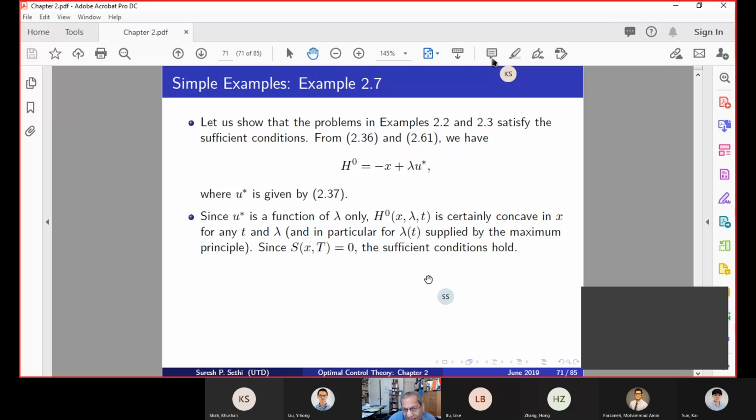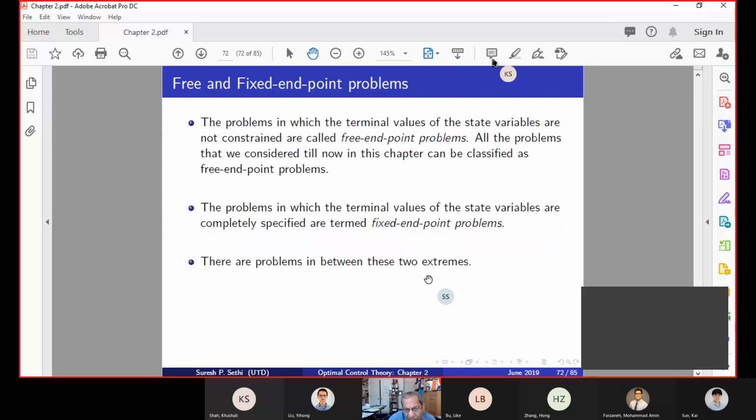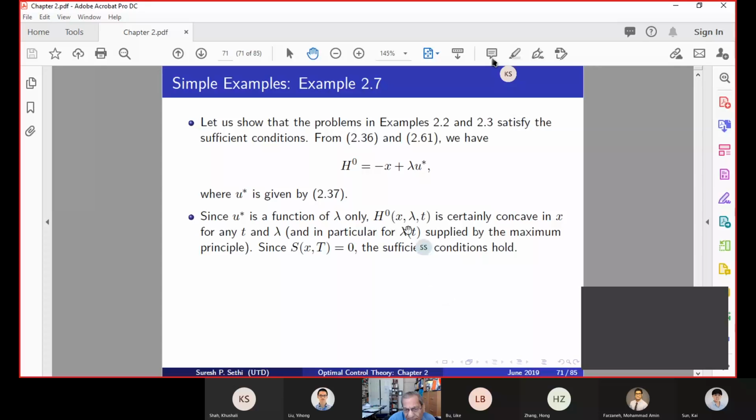Well, there's a simple example. In that simple example, the Hamiltonian is linear, so it is certainly concave. It's a function of lambda only, and so it is certainly concave in x, because this is linear here. And so the control that we got in this problem, example 2.2.3, is optimal. The sufficiency condition is satisfied.